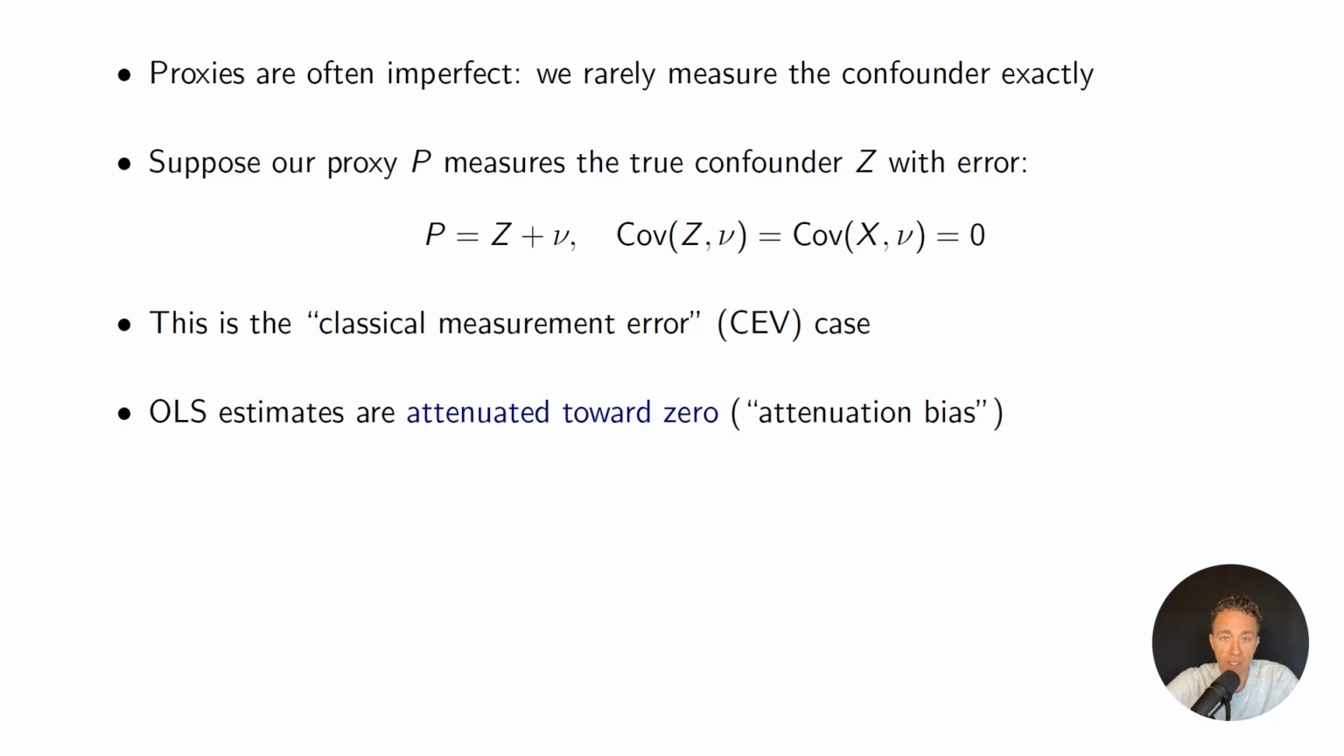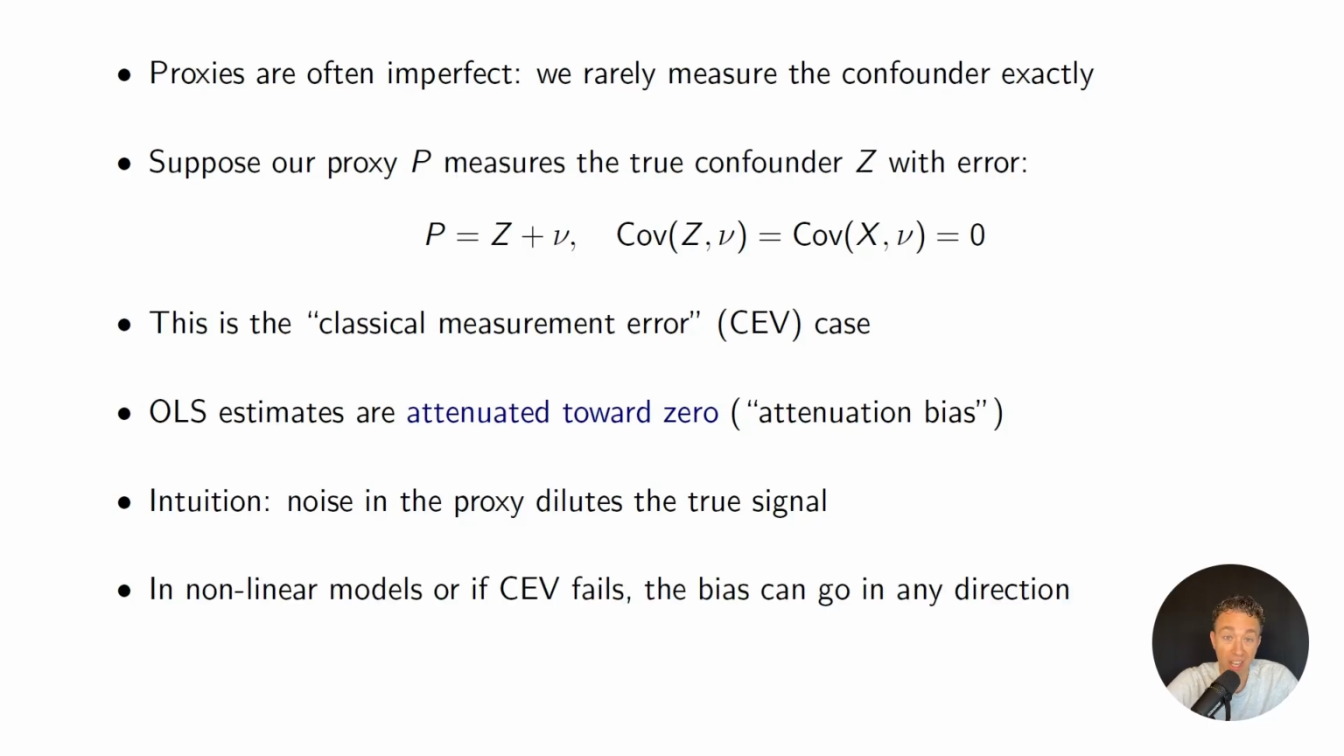And under these conditions, we can show that the OLS estimates that include this proxy are going to be attenuated towards zero, which is known as attenuation bias. Basically, the intuition is that we have noise in the proxy that's going to dilute the true signal that Z would give. Because we can't include Z directly, we have to settle for this noisy proxy that will attenuate our estimates of both beta and the coefficient on P.